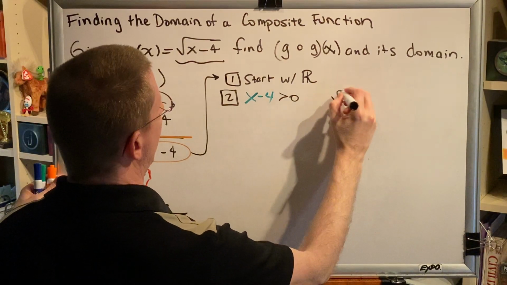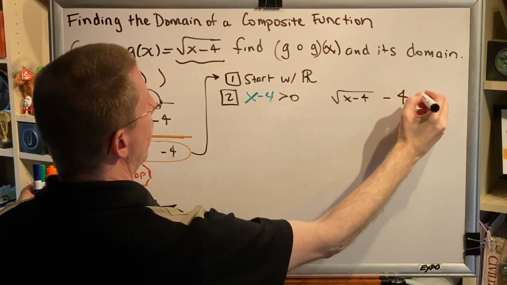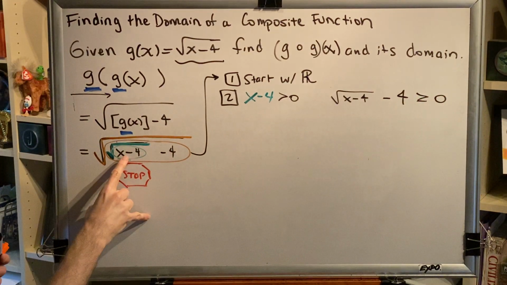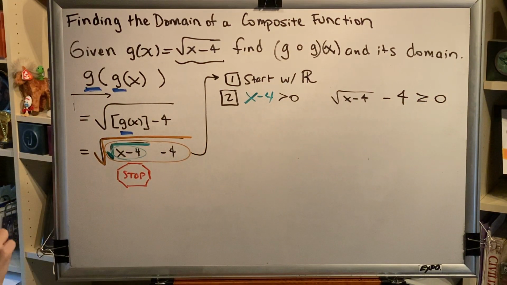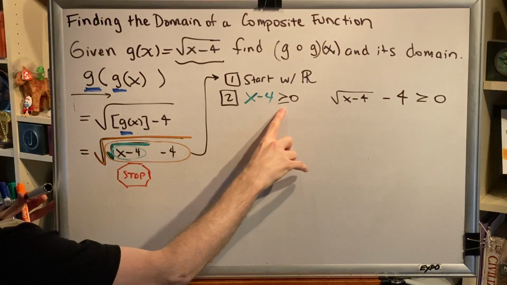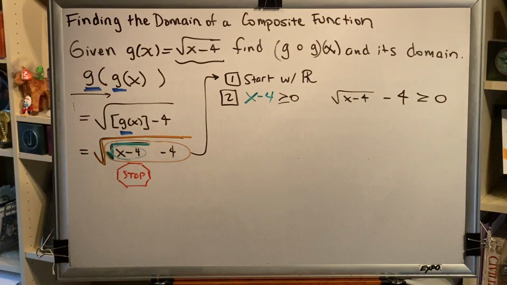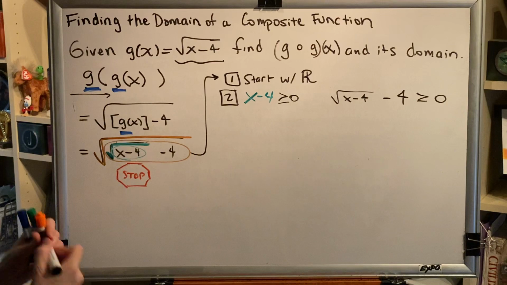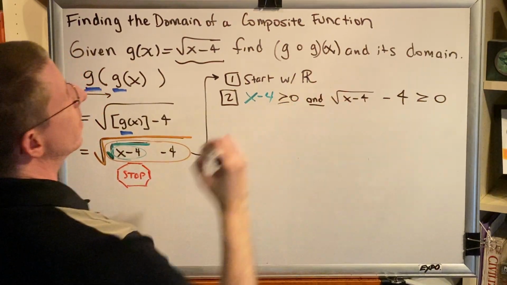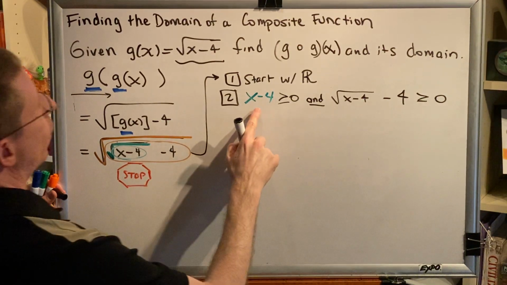So we get the second statement, the square root of x subtract 4 has to be greater than or equal to 0. The thing circled in green must be greater than or equal to 0, and the thing circled in orange must be greater than or equal to 0. Both of these must be true at the same time. And for that reason, we put the mathematical word and in between these two mathematical statements. Okay, great. Let's go ahead and solve both of these.